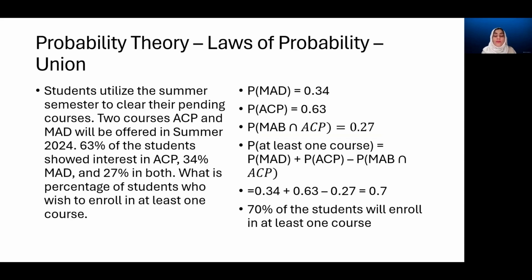So probability of MAD plus probability of ACP minus the joint probability of MAD and ACP. 0.34 plus 0.63 minus 0.27 gives us 0.7. So 70% of the students will enroll in at least one of the courses. And we can also find out the proportion of the students who do not appear in any of the courses, which is very clear from what we have computed now. It is 30% of the students, they will not enroll in any of these courses.